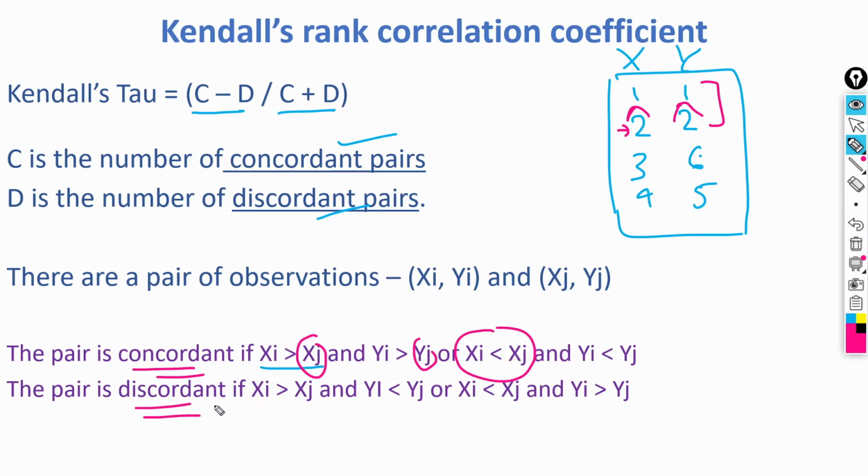And discordant means both are in the opposite direction. Let's check. If this is greater than this, but this is less than this. If you see here, 4 is greater than 3, but 6 is greater than 5. So here we will get a discordant pair. We will check how we measure the concordant and discordant pairs in our features.